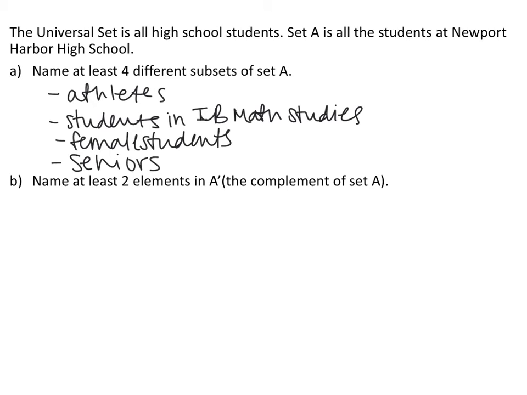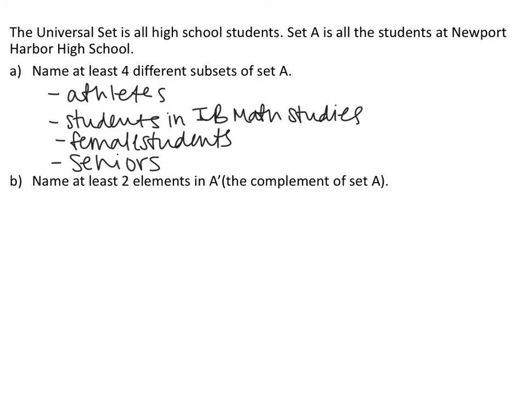Some examples of subsets of students at Newport Harbor High School would be athletes at Newport Harbor High School, or even more specifically, students on specific teams, students on the basketball team, students on the football team. That's a subset. Students in a specific class or in the whole diploma program, that would be a subset. Female students or male students, that would be a subset. Seniors, that would be a subset. Juniors, sophomores. So here are 4 examples of subgroups of our group, Newport Harbor students.